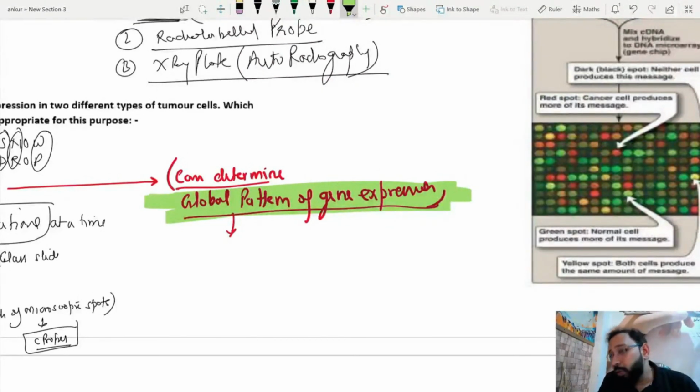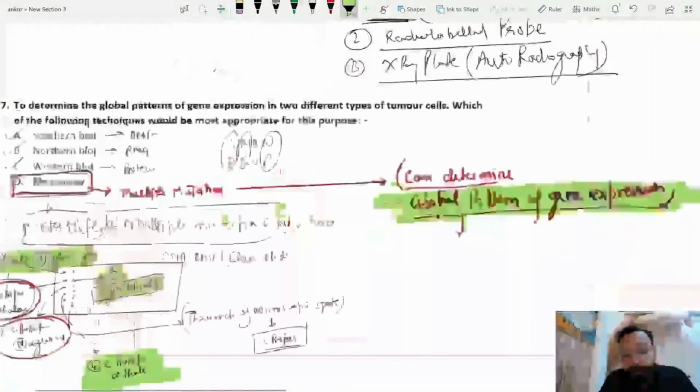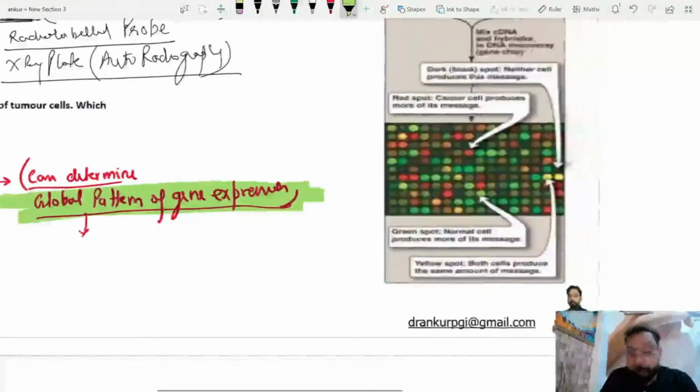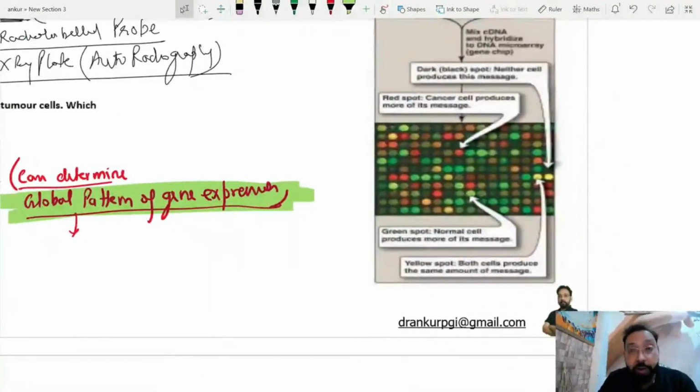If I ask you, can you tell me from each gene how many messenger RNA are produced? You will say yes, sir. Out of 25,000 genes, 2,000 genes are expressed. Gene number 1 produces 3 messenger RNA, gene number 2 produces 5 messenger RNA. It means you can tell me so much minor detail. This is called the global pattern of gene expression. So we can determine the global pattern of gene expression by microarray. It helps us to determine the expression of genes in different cells.